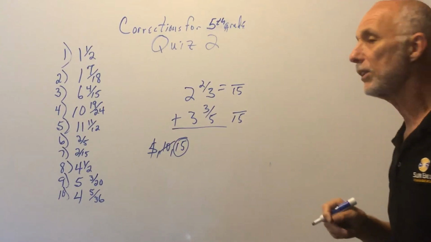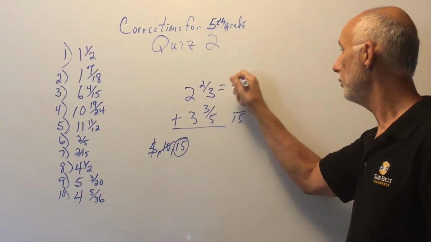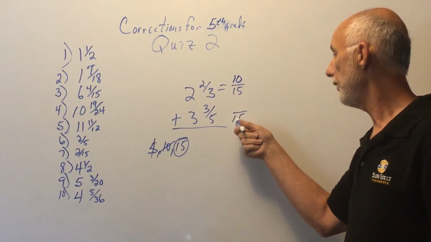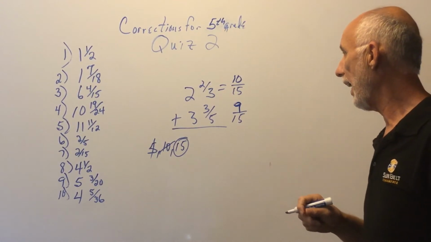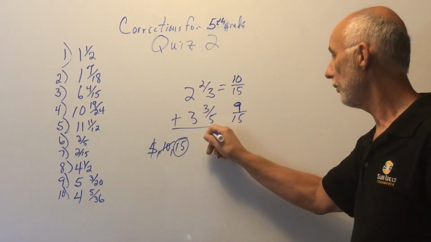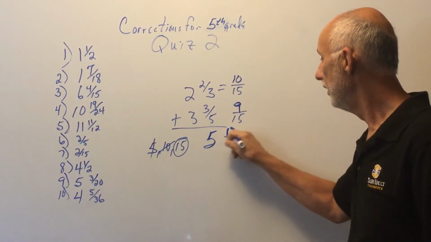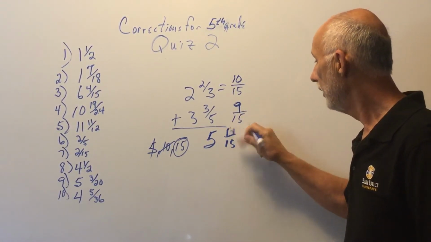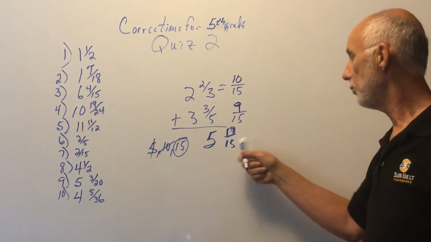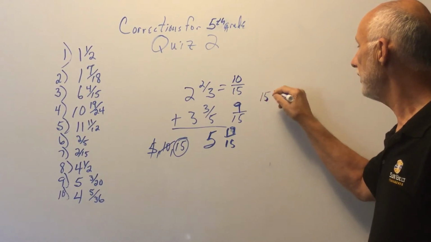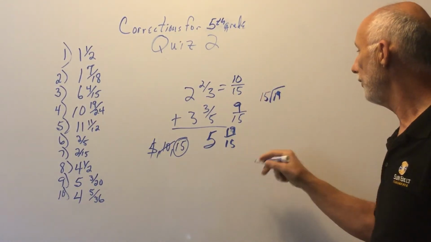Then I have to find the missing numerator. 3 goes into 15 5 times 2 is 10. 5 goes into 15 3 times 3 is 9. Now I add. Add my whole numbers, 2 and 3 is 5. Add my numerators, 10 and 9 is 19/15. By the way, that's my answer, but it's wrong because it's improper. 19 is bigger than 15.